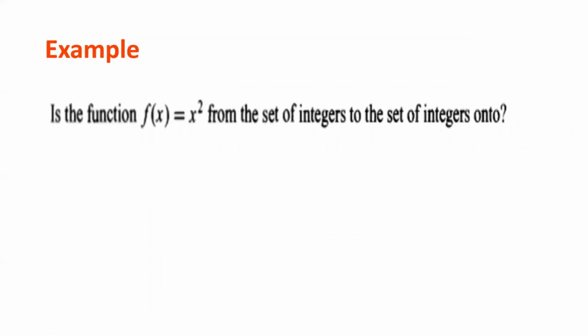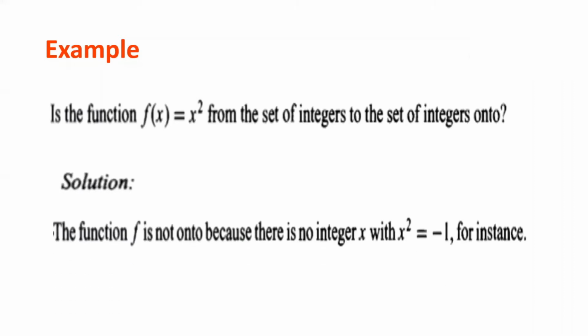So let us see one more example. Now we have to find whether this given mapping is onto or not. A function f(x) is equal to x square is given from the set of integers to the set of integers. So let us see. It is not onto because there is no integer x with x square equal to -1. What does it mean? It means we are talking about set of integers to set of integers.